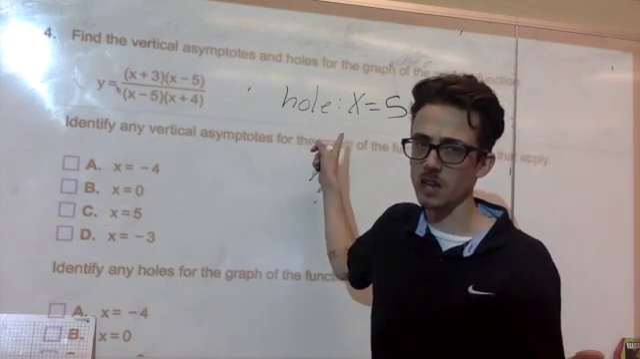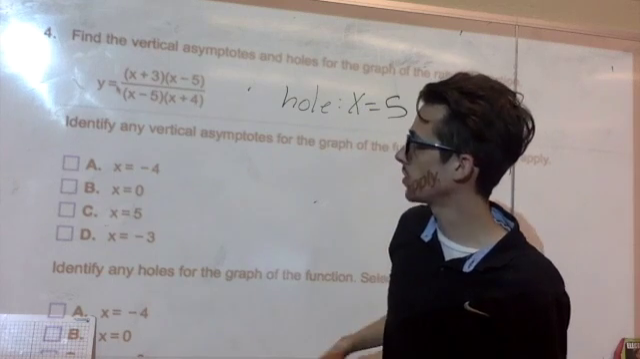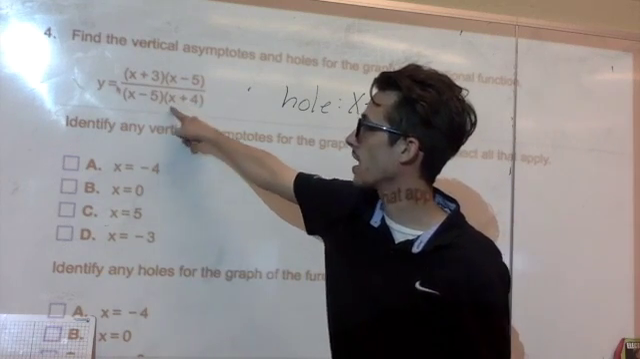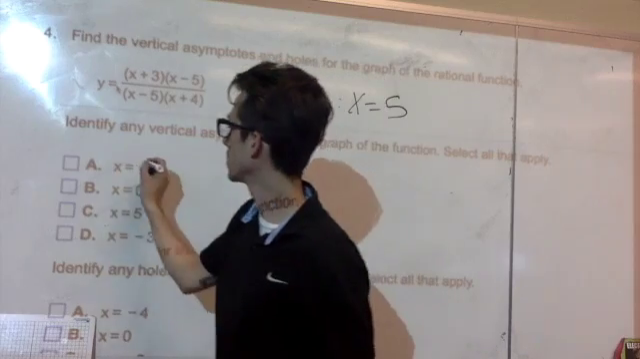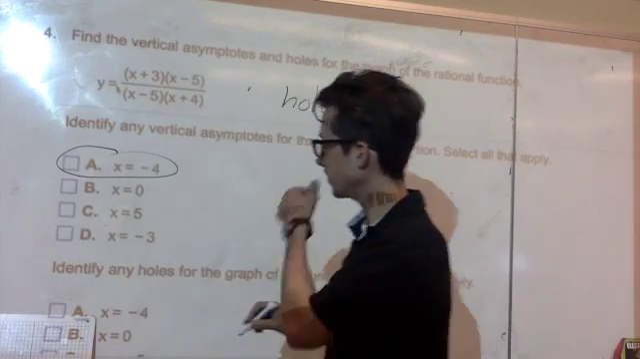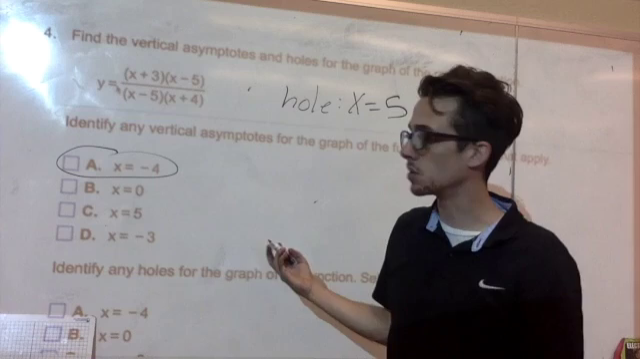So I actually don't want to say that it's a vertical asymptote. I just want to focus on this part where x plus 4 equals 0. So we would say this part. So we have a vertical asymptote where x equals negative 4.